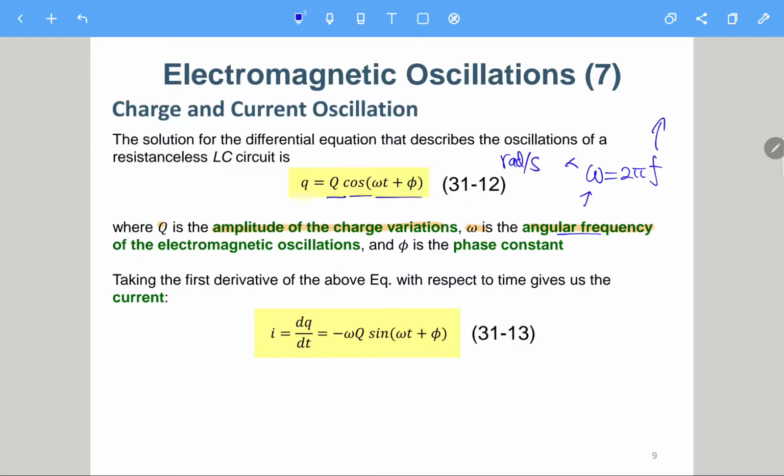For f, which is the normal frequency, the SI unit should be hertz, which is 1 over second, or second inverse. So omega is the angular frequency of the electromagnetic oscillation. And phi is the initial phase. Suppose you let t equals 0, then this is cosine phi. Yeah, so taking the first derivative thereafter.